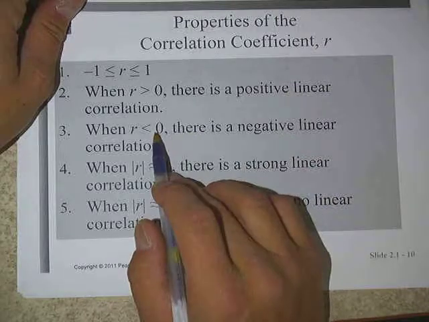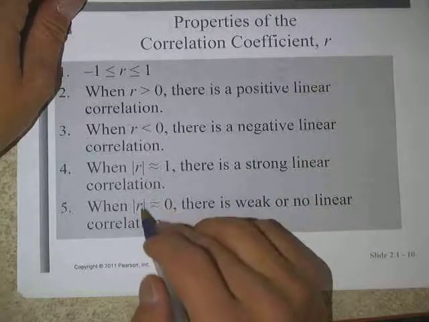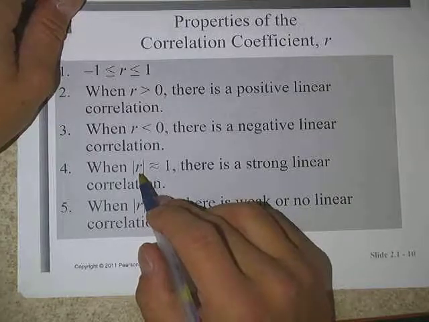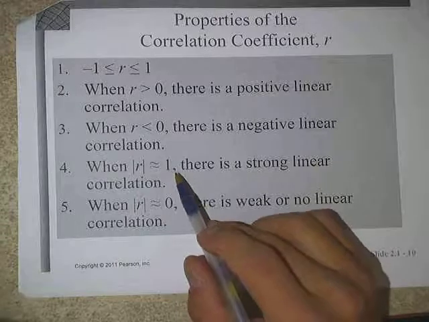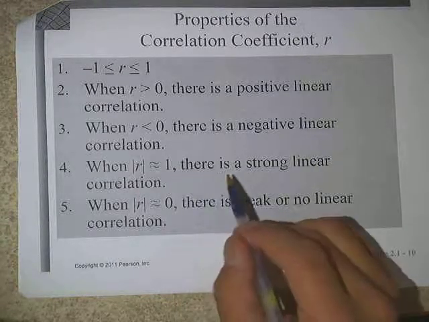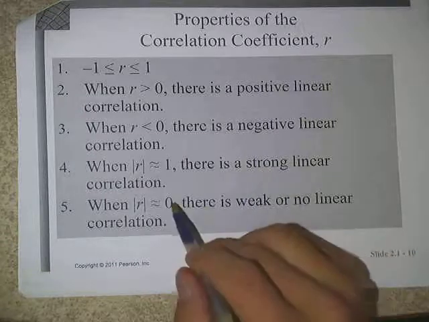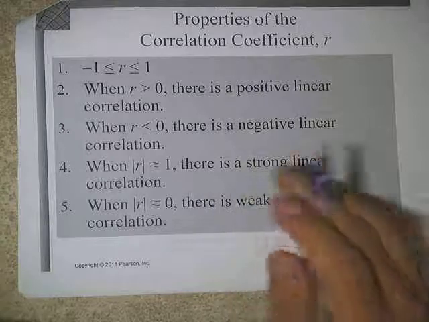If R is greater than 0, it's going to be a positive correlation. Less than 0, negative. And ultimately, the answer here to whether it's strong or weak comes from this. If the R value is approximately 1, or very close to 1, so 0.99 something or 0.98 or something very close to 1, then we can say that that's strong. Okay, if it's closer to 0, then we'd say it's weak.